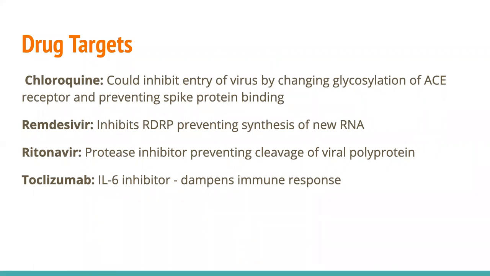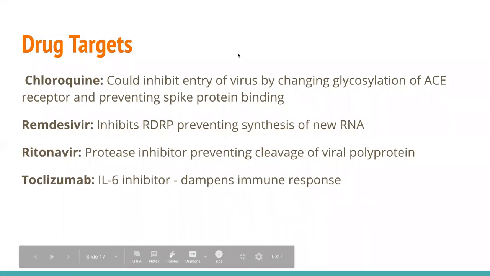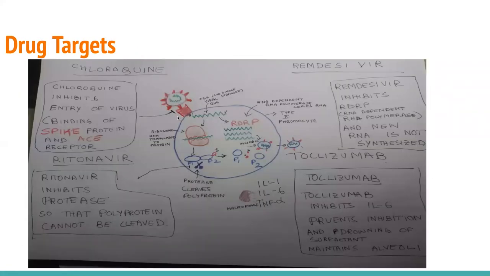Now, what are the ways we can target the virus, the disease, the COVID-19, which is caused by the SARS-CoV-2? So one is we can prevent this entry of the virus into the cell. Here the virus is trying to enter the cell, and the spike protein binding to the ACE receptor is a big one. If we can stop that, then the virus cannot enter the cell.